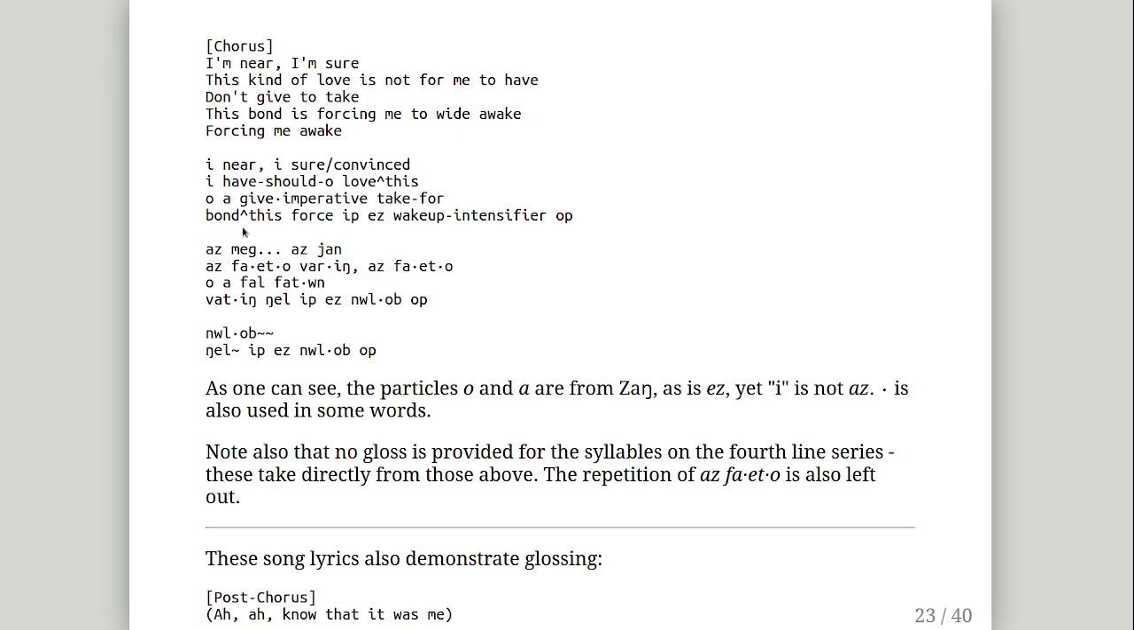See this caret over here? Because it's on top of this noun over here, it actually describes it, like bond of this. So this bond. This love. It's like as Meg, as Jan. As faet of ing, as faet o.